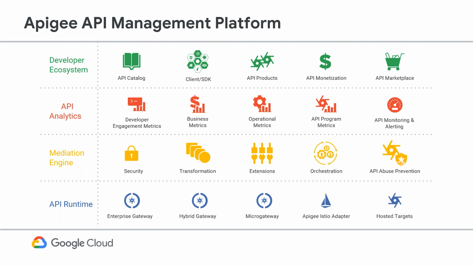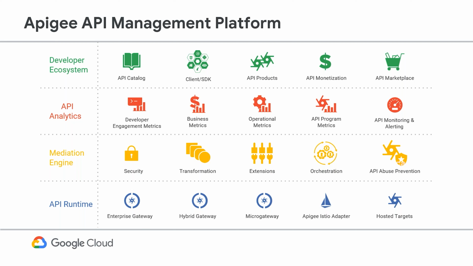Then APG has something called the mediation engine, which is nothing but your actual processing engine, where the actual processing happens. In the mediation engine, you can take care of security, you can take care of transformation, you can connect to different extensions like GCP extensions, and you can do orchestration. Mediation engine means the actual work, the actual functionality required, based on the client's needs. API abuse prevention and similar things can also be done in mediation.